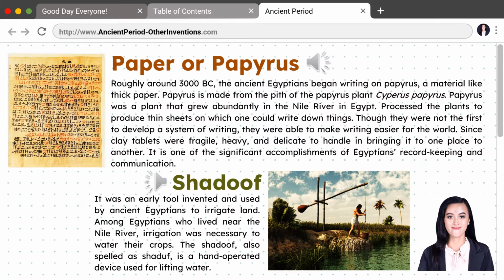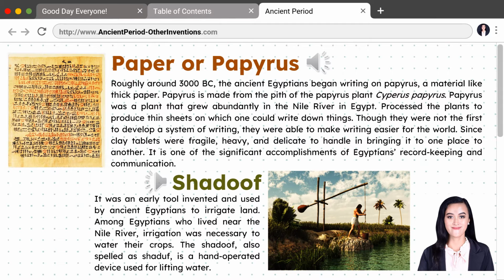Though they were not the first to develop a system of writing, they were able to make writing easier for the world. Since clay tablets were fragile, heavy, and delicate to handle and bring from one place to another, papyrus is one of the significant accomplishments of Egyptian record keeping and communication.